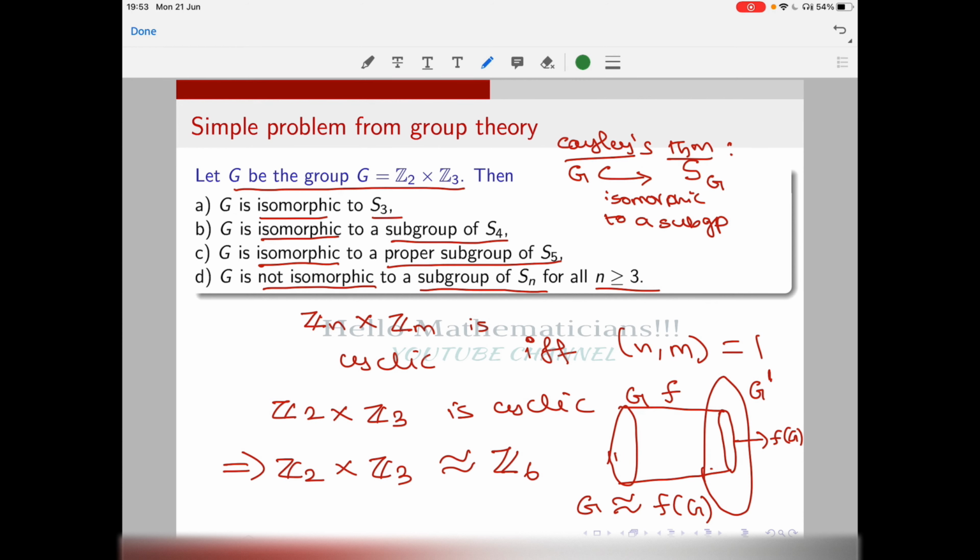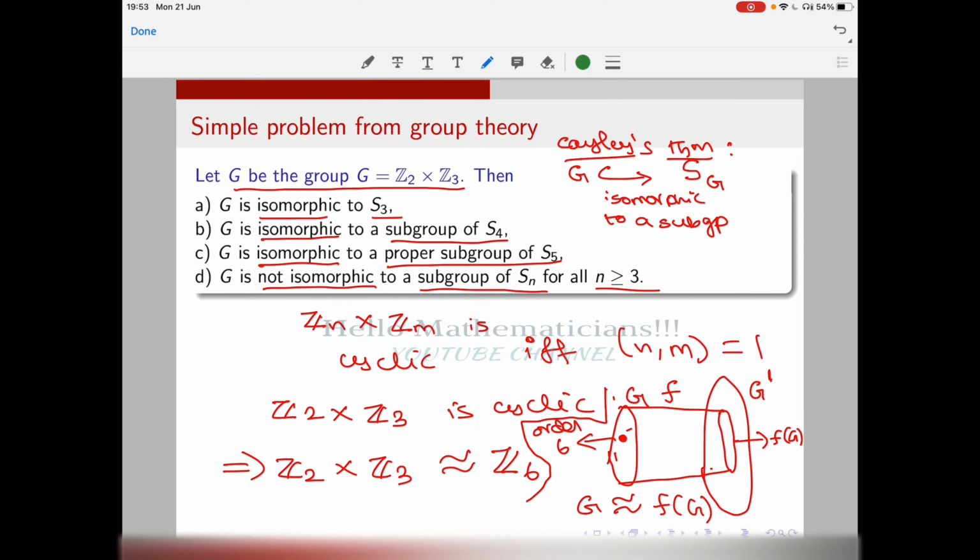G is isomorphic to a subgroup of G prime. G is not isomorphic to G prime, but G is isomorphic to a subgroup of G prime. Now we just saw that G is actually a cyclic group of order 6. That means you can find an element in the group G whose order is 6, because since G is a cyclic group, it will have a generator, so the order of the generator will be 6.